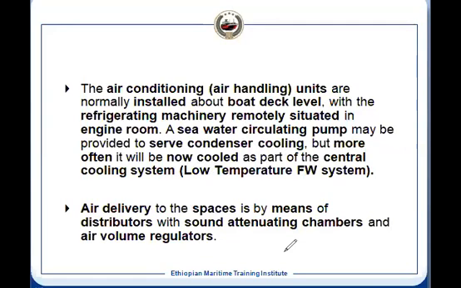The cooling is usually by a seawater circulating pump, the air conditioning seawater circulating pump, or you can have an HT and LT system, where HT will be seawater and LT will be the fresh water. The LT water will do the cooling of the condenser. Both systems exist nowadays. Then there is the air distribution system, that is the air handling unit. After that, we have the ducting system. We have seen the single ducting, double ducting, and the local heating system, local temperature control system.